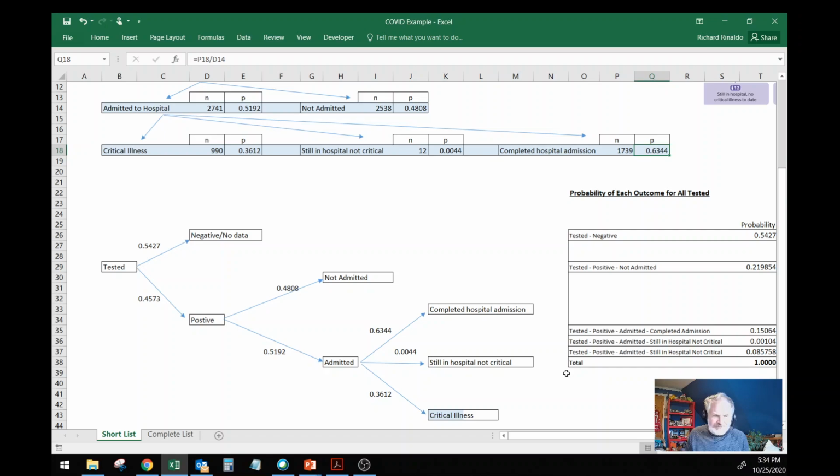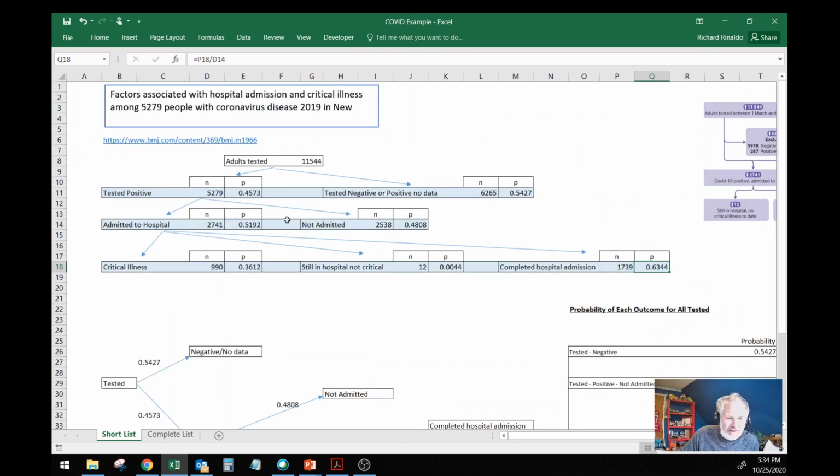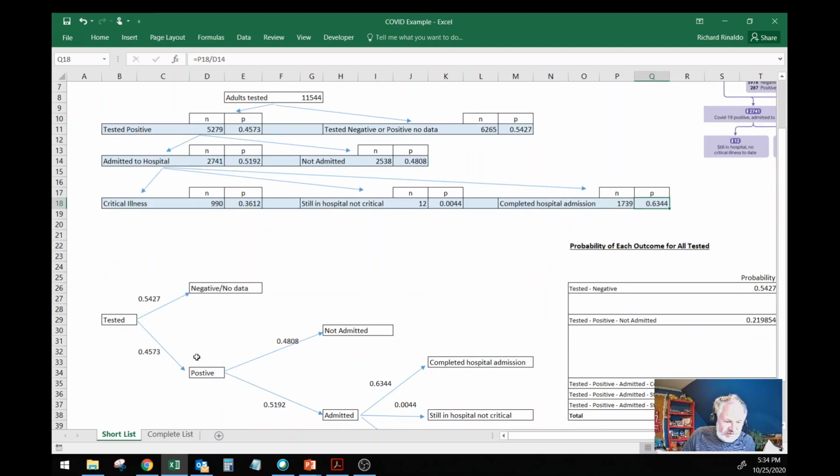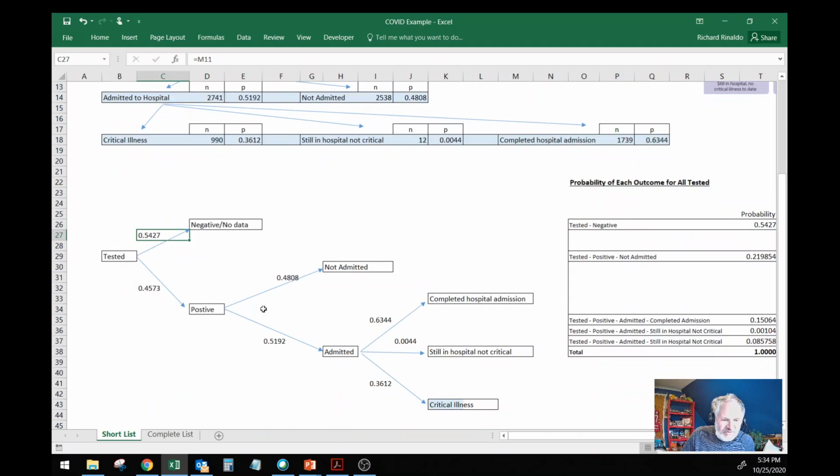Okay. So I can go up here of the roughly. So I tested 11,544 adults. 46% or 0.46 tested positive, 0.54 or 54% tested negative. Of those who tested positive, 48% were not admitted to hospital, 52% were admitted.